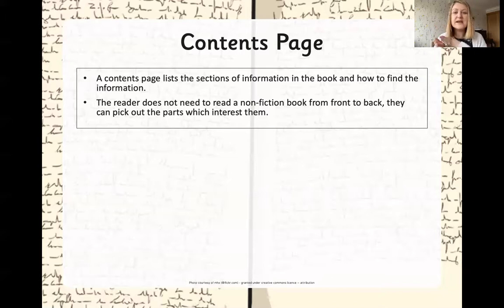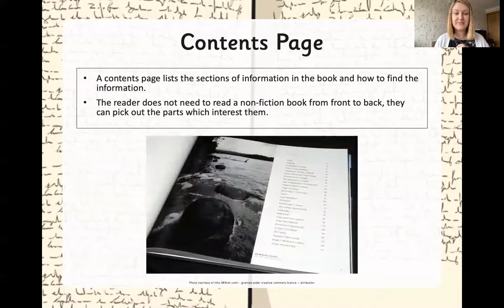So again, it's really good on a contents page that I will get to focus down my time to that particular area. So I don't have to read the whole book. I can just dip into the different sections that I need to find the information I'm wanting.